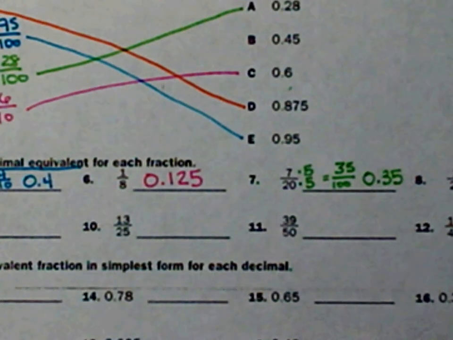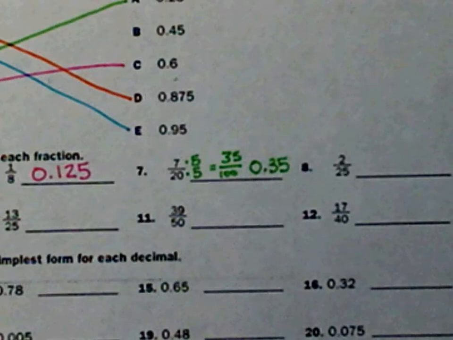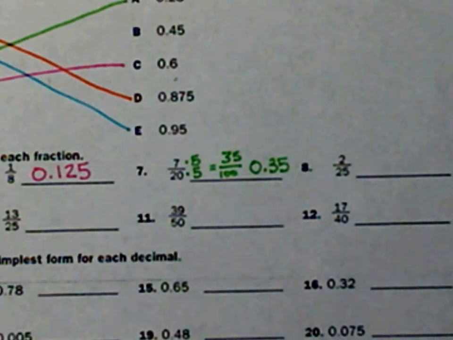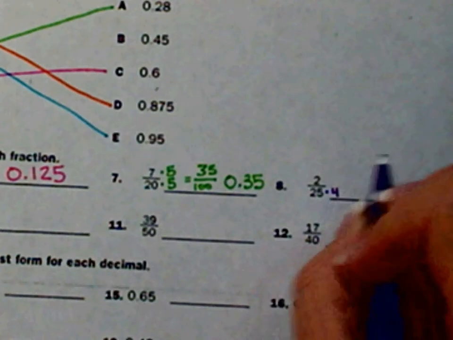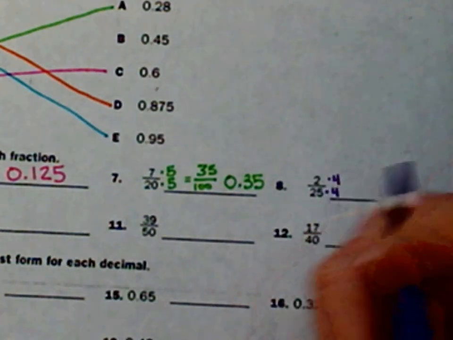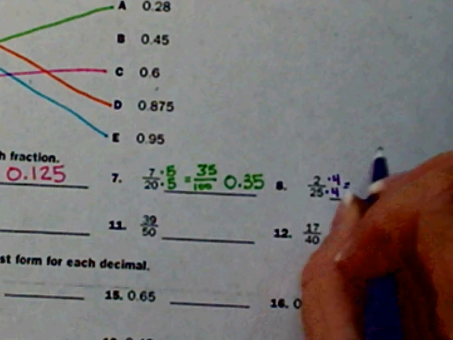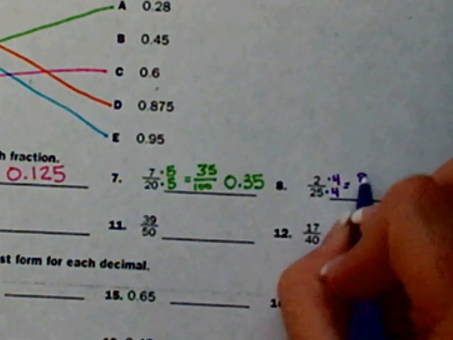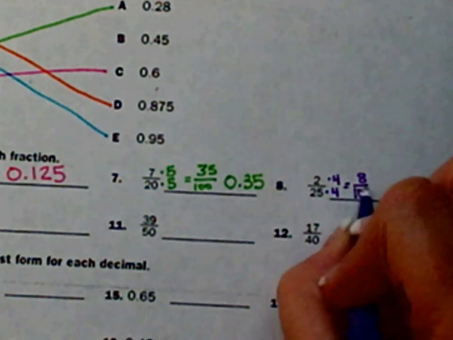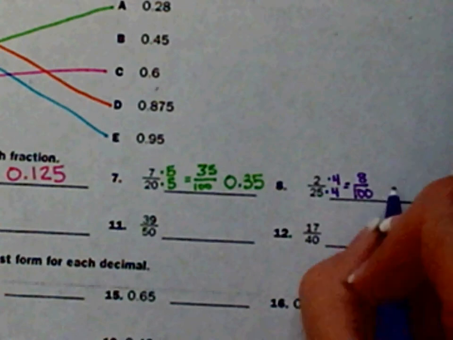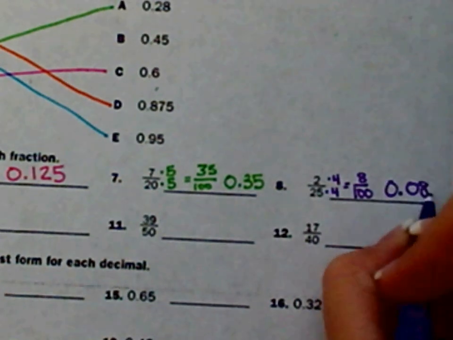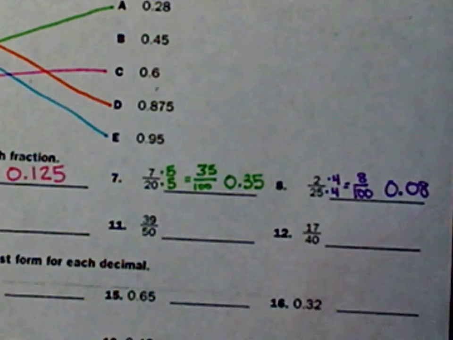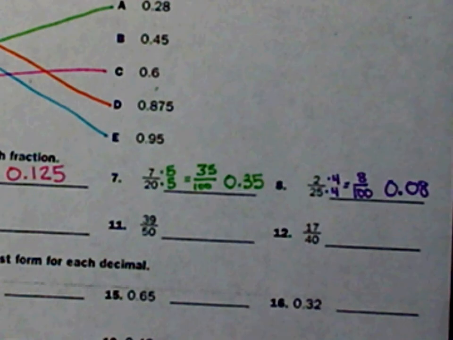And number 8 is 2/25. Again, 25 is not a benchmark, but I know that it takes 4 quarters to get to 100, so I'm going to times by 4, whatever I do to the bottom, I do to the top, and I get 8 hundredths. I'm looking for a decimal, so to write 8 hundredths, I put a decimal, 0.08, because my 8 needs to sit in the hundredths spot. Be careful not to put it in the tenths spot, because that would not be correct.